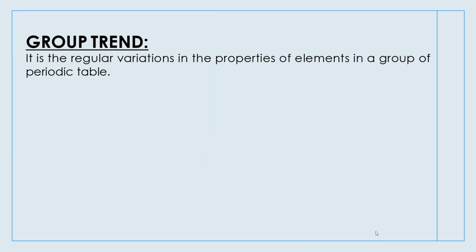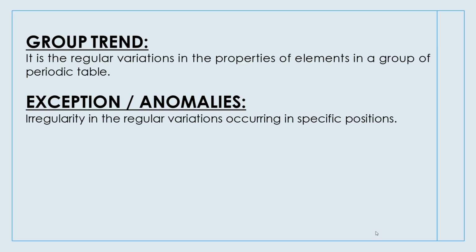Talking about the group trend means regularity in the properties. Group means we are considering the elements that are located in the group in the periodic table. So group trend can be defined as the regular variation in the properties of the elements in the group of the periodic table. If throughout the group the behavior is regular, it is considered as a trend. If there is any irregularity or abnormal behavior, then it is termed as an exception or anomaly.